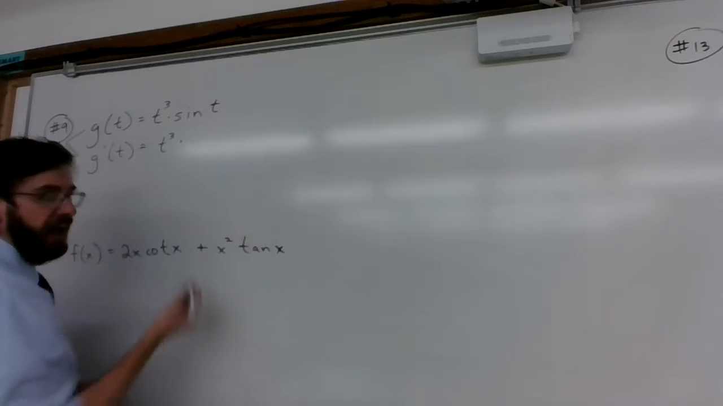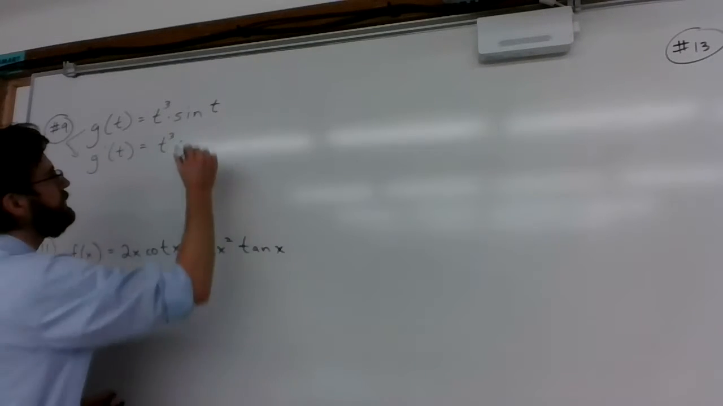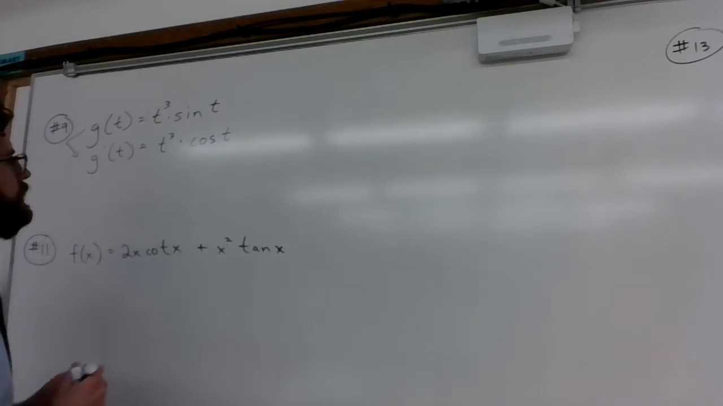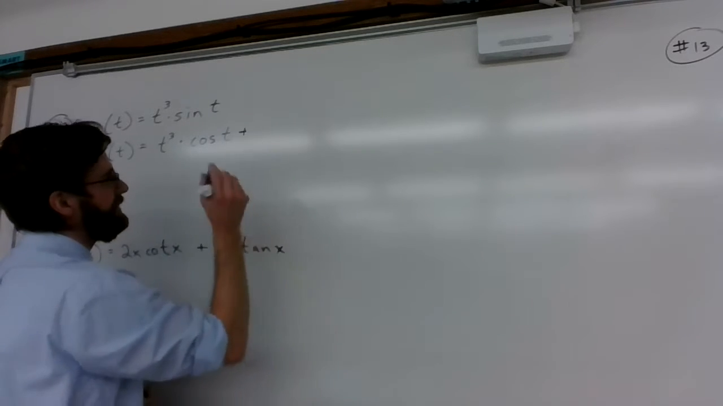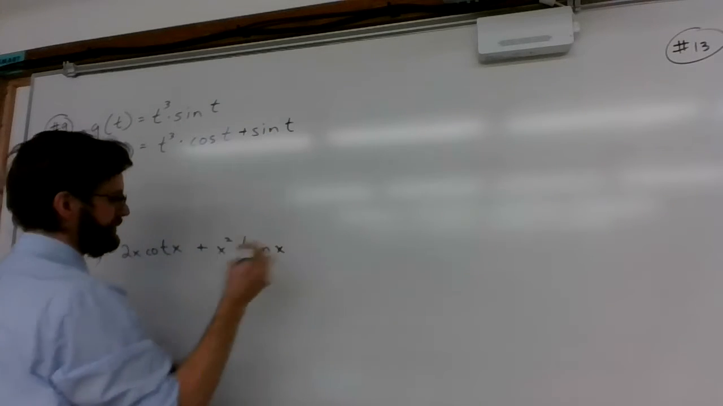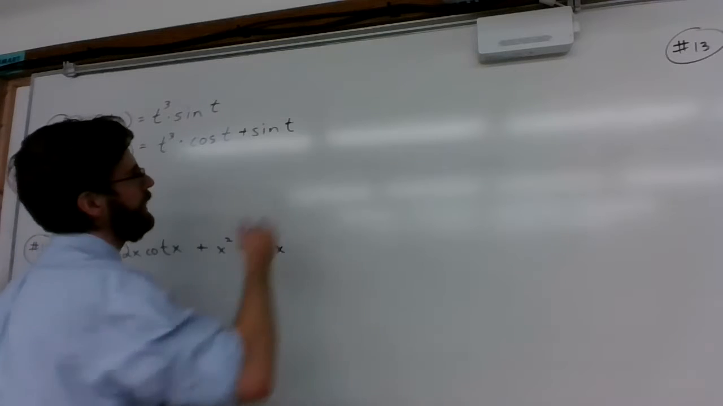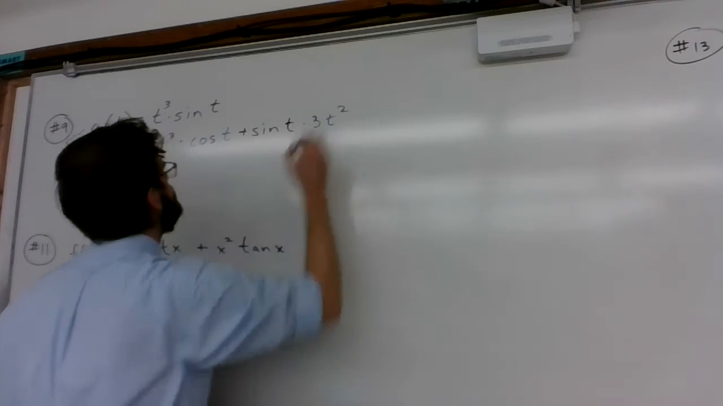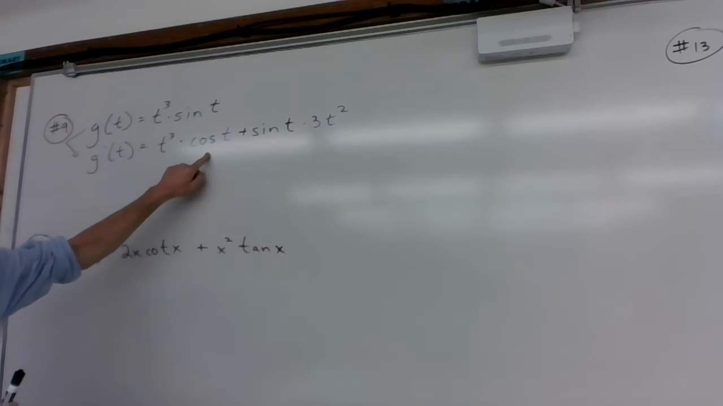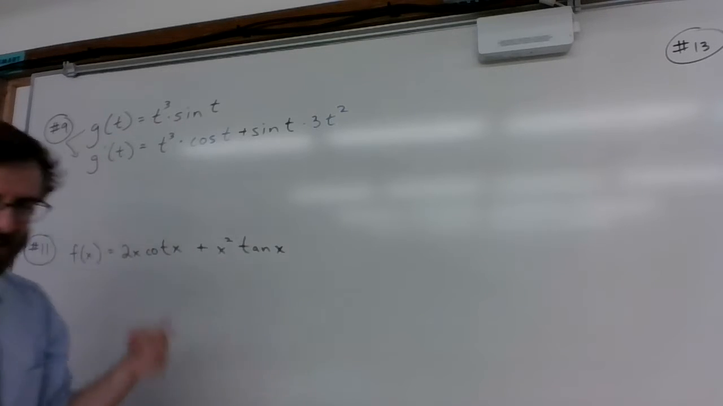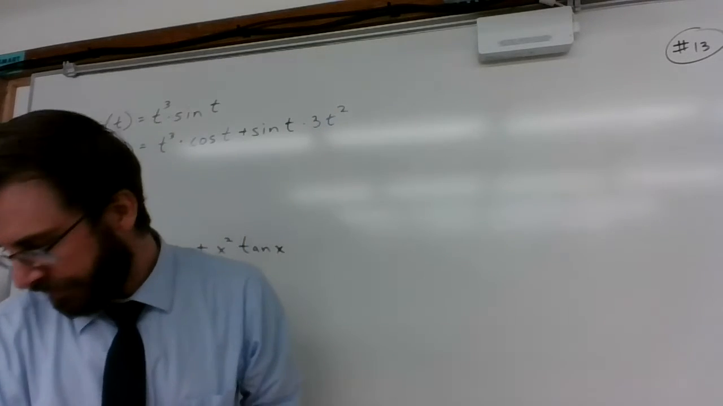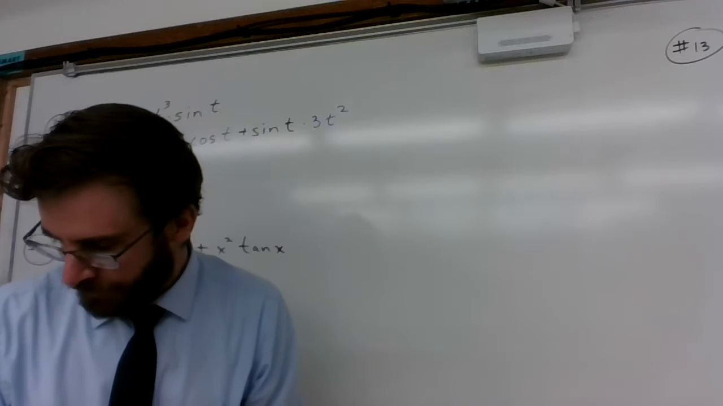So the derivative of sine, we proved it was cosine. And then you add that to the second times the derivative of the first, which is just 3t squared. So check that out. First times the derivative of the second, sine over cosine. By the way, you know what I should do? I should write that chart up here so that you guys can reference it with me.